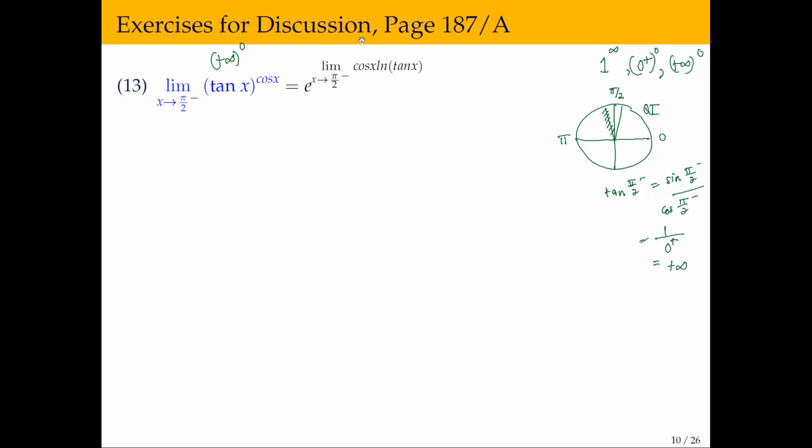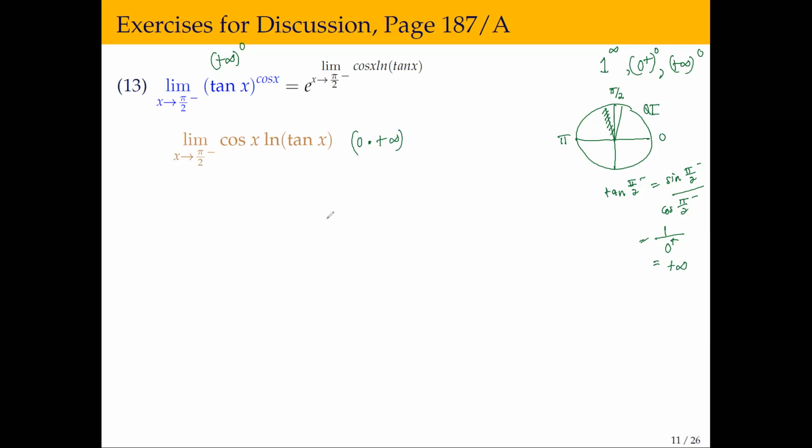So, evaluate muna natin yung limit nitong function na ito. What is the limit of cosine of x times ln of tan x as x goes to pi over 2 from the left? Well, we know that cosine of pi over 2 is 0. So, we have here 0. And we know that tan of pi over 2 from the left is positive infinity. So, ln of positive infinity is positive infinity. Thus, this is an indeterminate form of type 0 times infinity.